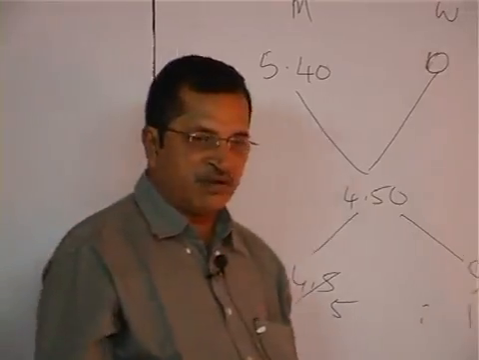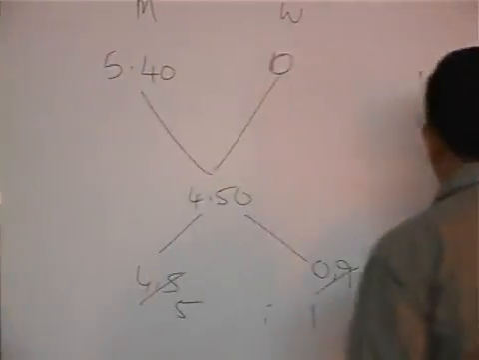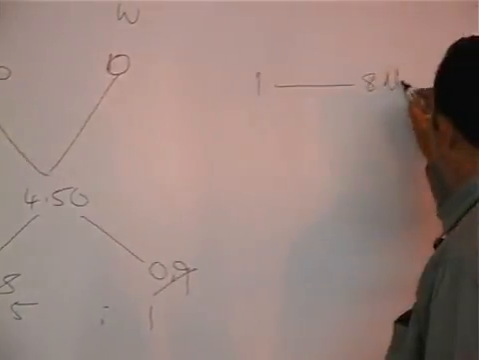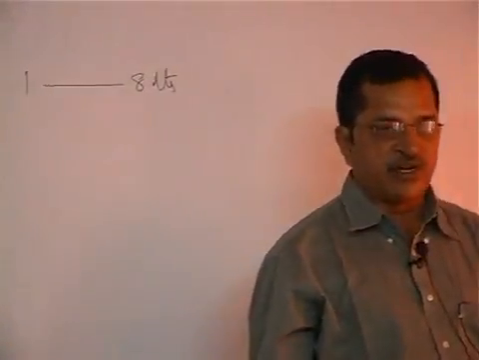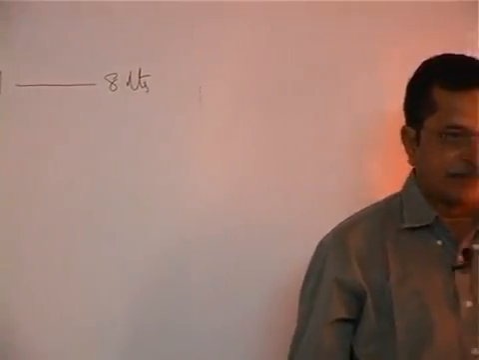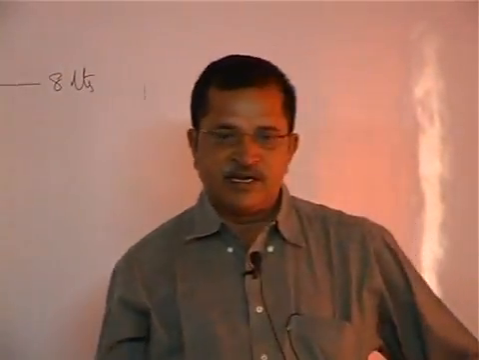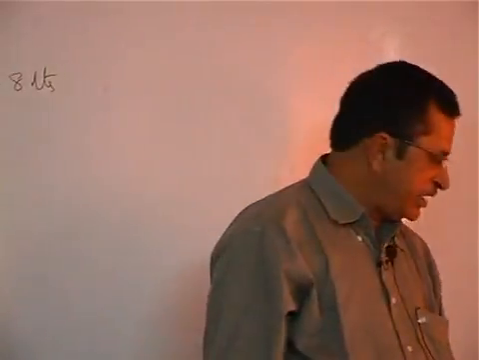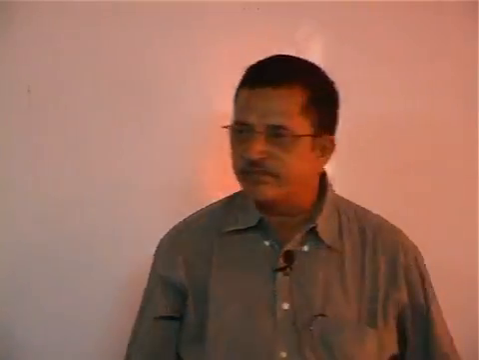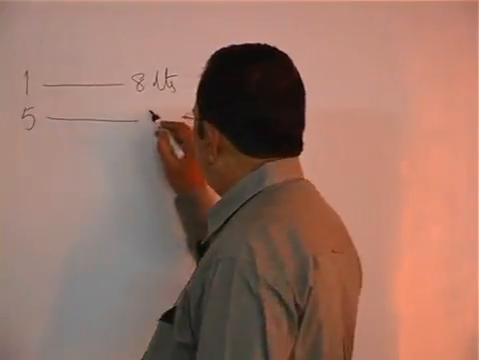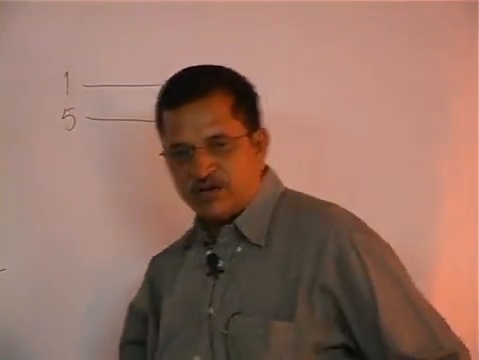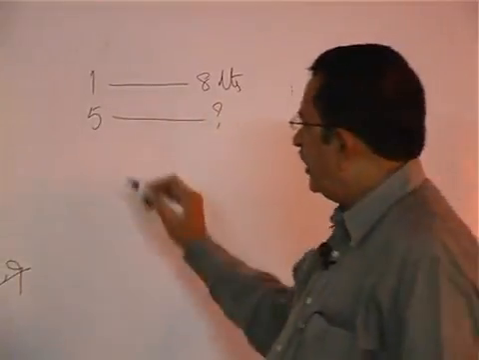1 part is equal to how many liters? 8 liters he mentioned in the problem. What is the water? 8 liters. 1 part is 8 liters, means 5 parts will be equal to how much? Milk quantity is asked. It is more.